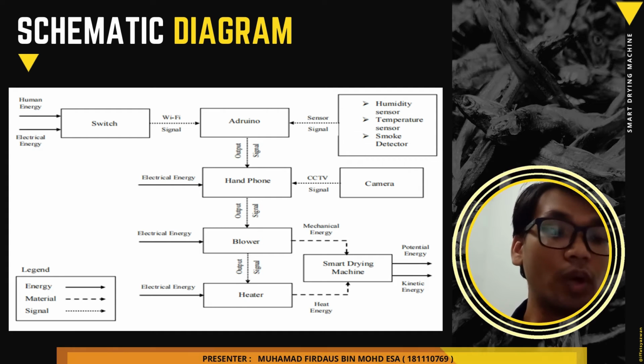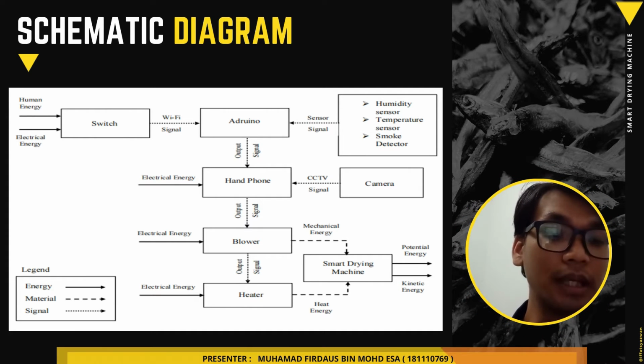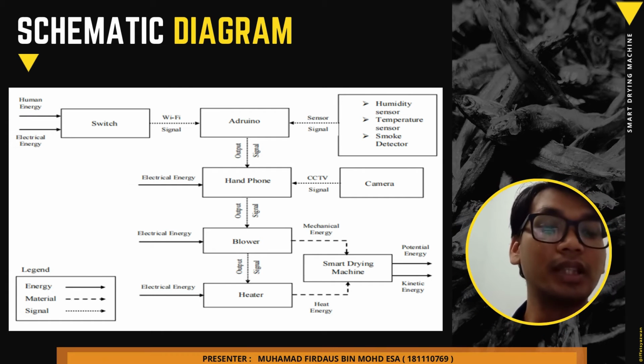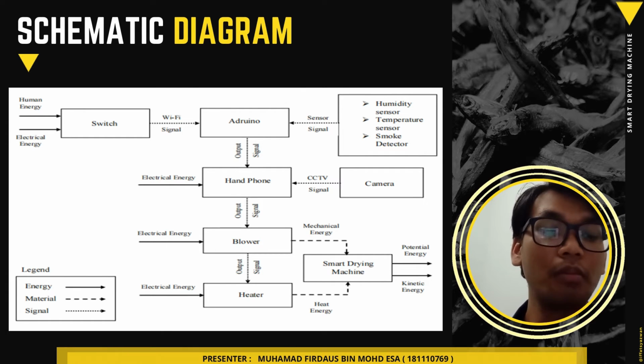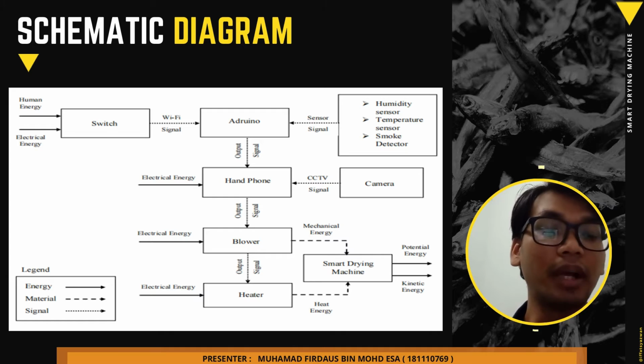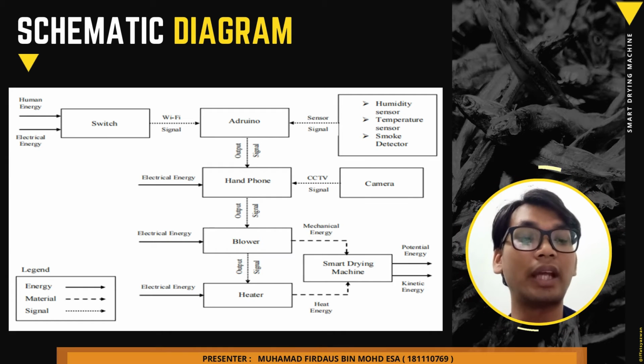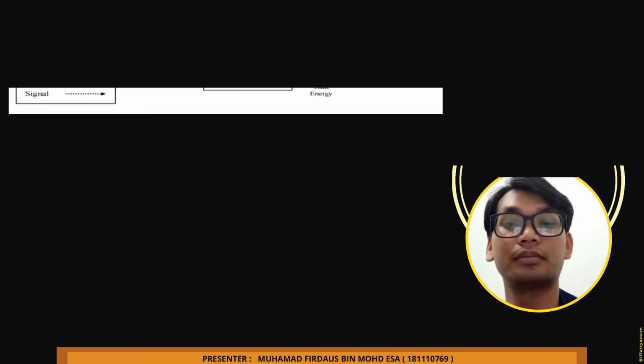So through the phone, one can control the blower by sending an output signal, and thus it will trigger the heater to turn on. Both blower and heater will transmit mechanical and heat energy to the smart drying machine in order to produce kinetic and potential energy.